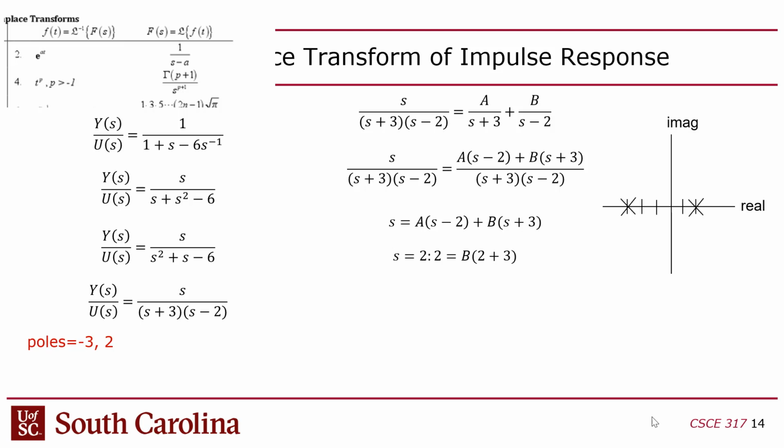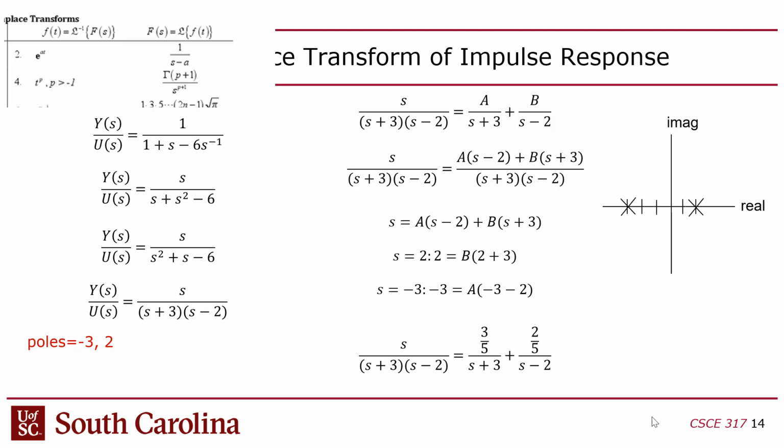So let's set S equal to 2, which will destroy this A term, right? And so then we'll have 2 equals B times 2 plus 3, 5B, right? So then we can solve for B. And then we can do the same thing. We can set S to be negative 3. And by doing that, we knock out this B term, and we're left with just the A term, and then we can solve for A. Make sense? And so we end up with A is 3/5 and B is 2/5, right?